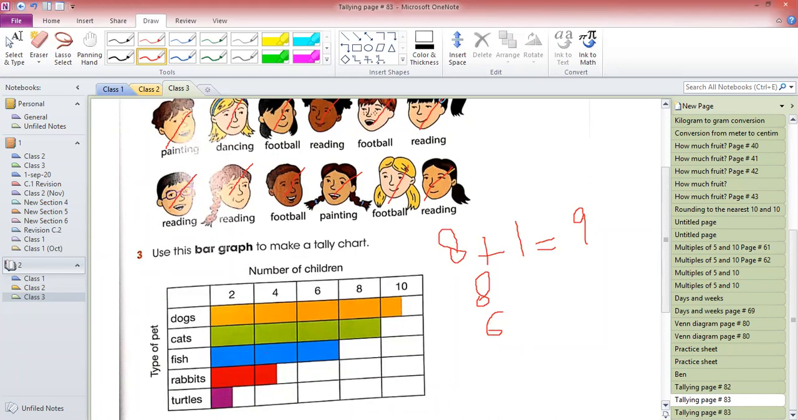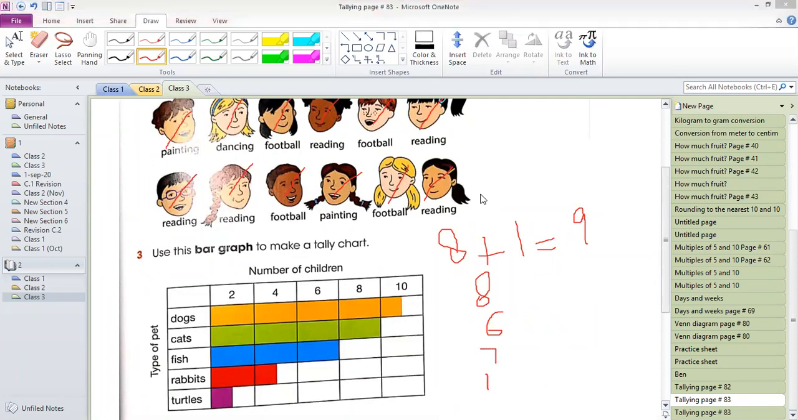So you know 1 box is equals to 2 children. And half of 2 is 1. So you will add 1 in 6. That will become 7. So it is 7. Rabbit is 7. Fish is 6. And turtles are 1. Is it clear, guys?